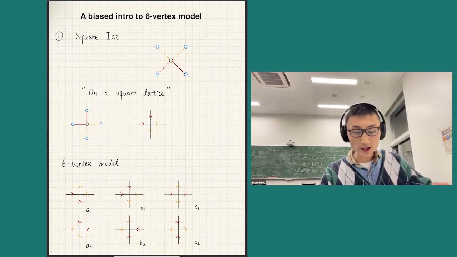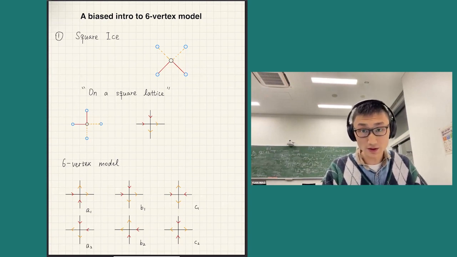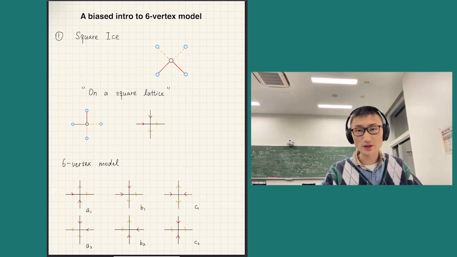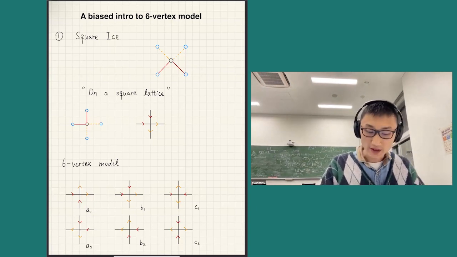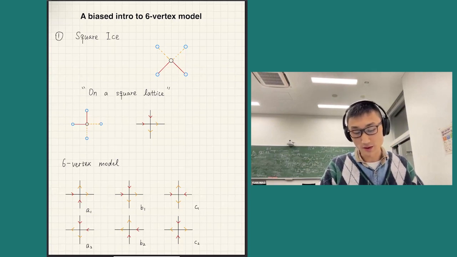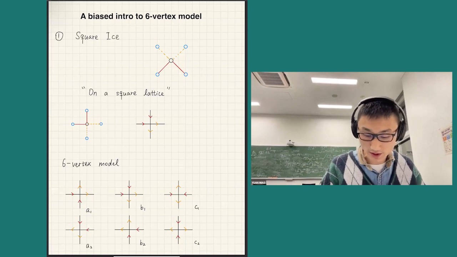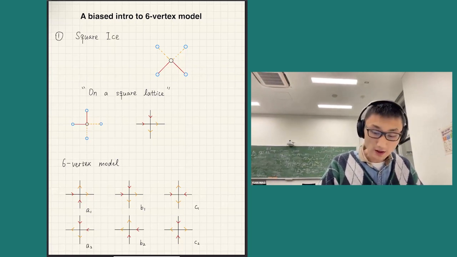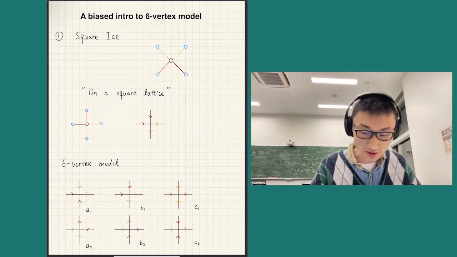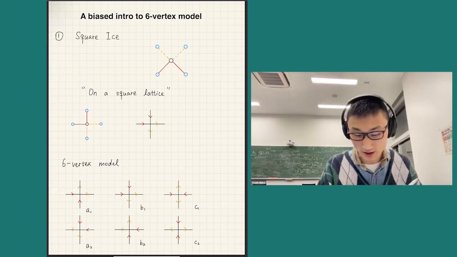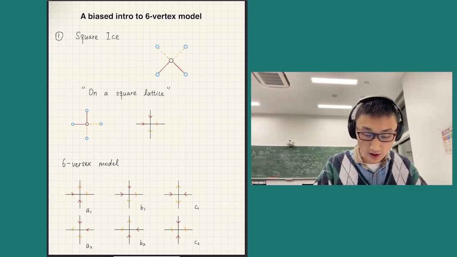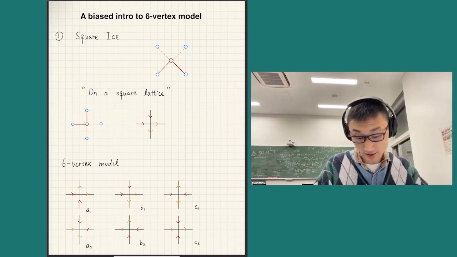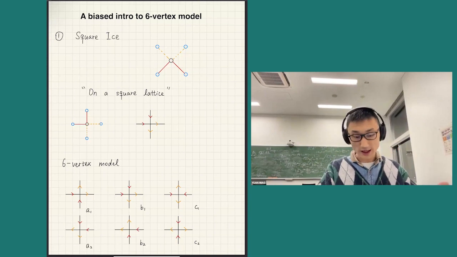Or if you're interested in high energy physics, it's also very useful because there's the renowned AdS/CFT integrability and also the Bethe/gauge correspondence, where the six-vertex model serves as the simplest example to which some high energy theory models are closely related. Or if you're a mathematician, it's also very interesting because of the recently developed integrable probability theory, where the six-vertex model is a very basic building block. So with that all being said, hopefully you're motivated.